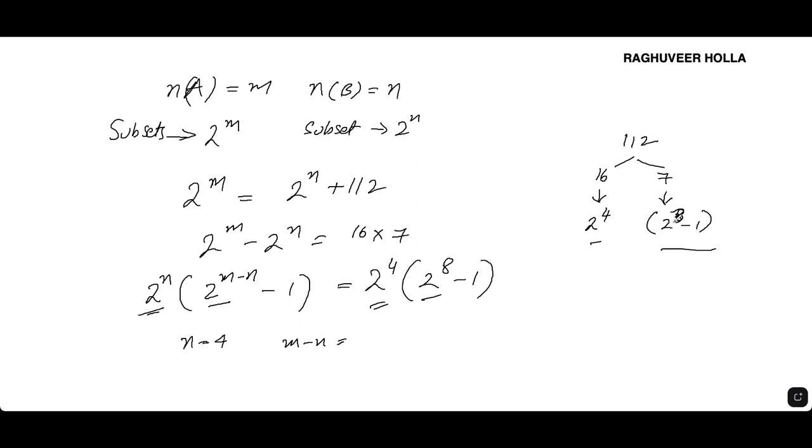Then m minus n is 3, since 2 to the power of 3 is 8, and 7 is 2 cube minus 1. So m minus n is 3, which gives m as 7. In the question it was asked, what is m multiplied by n? So that is 7 multiplied by 4, which is equal to 28, the best answer.